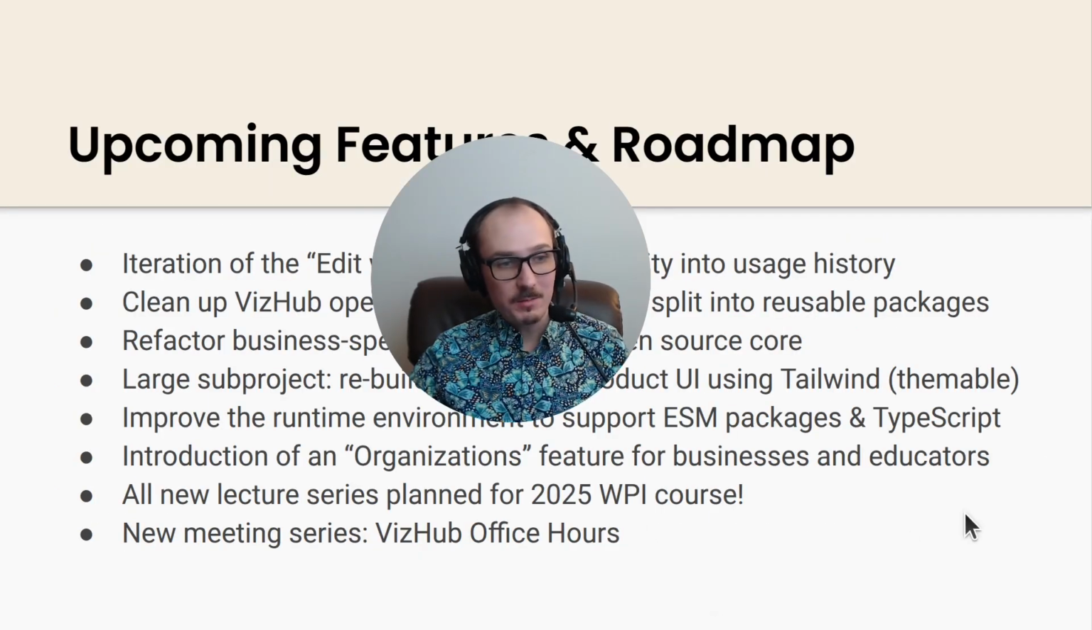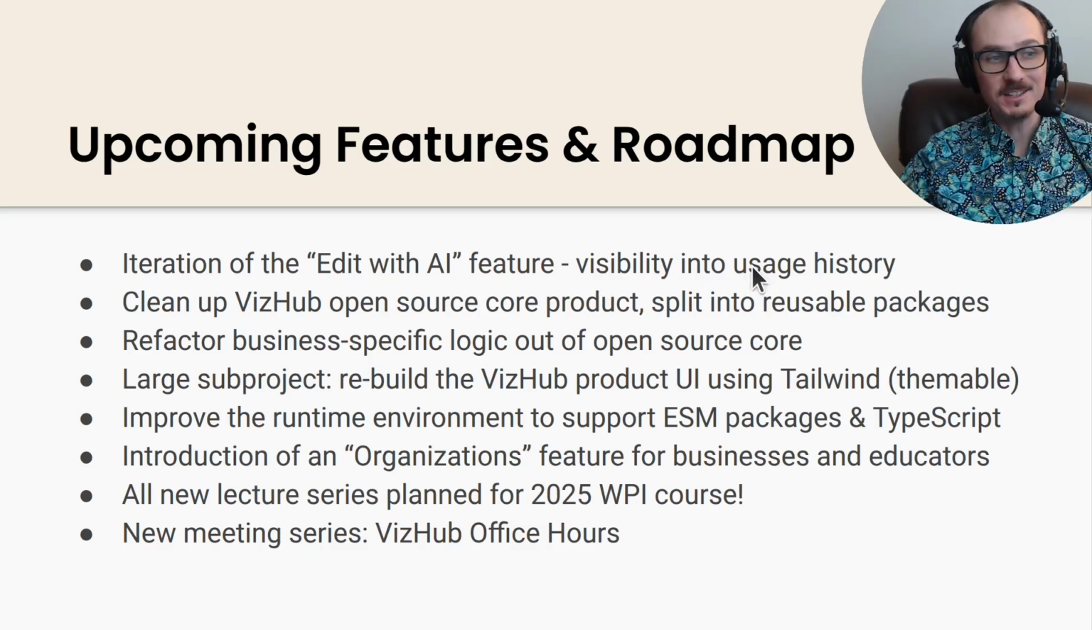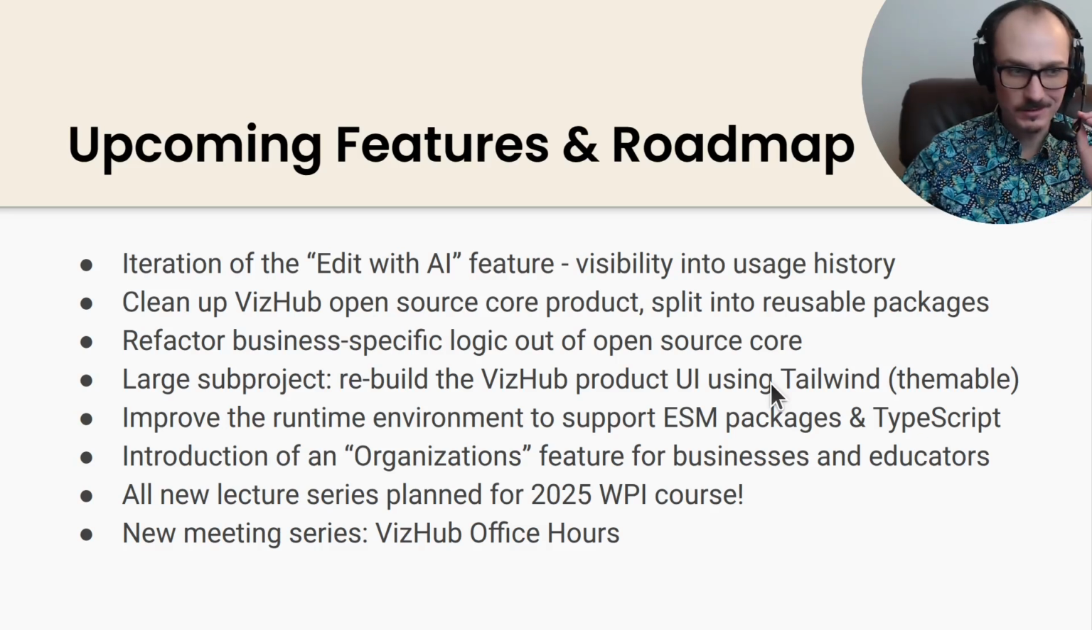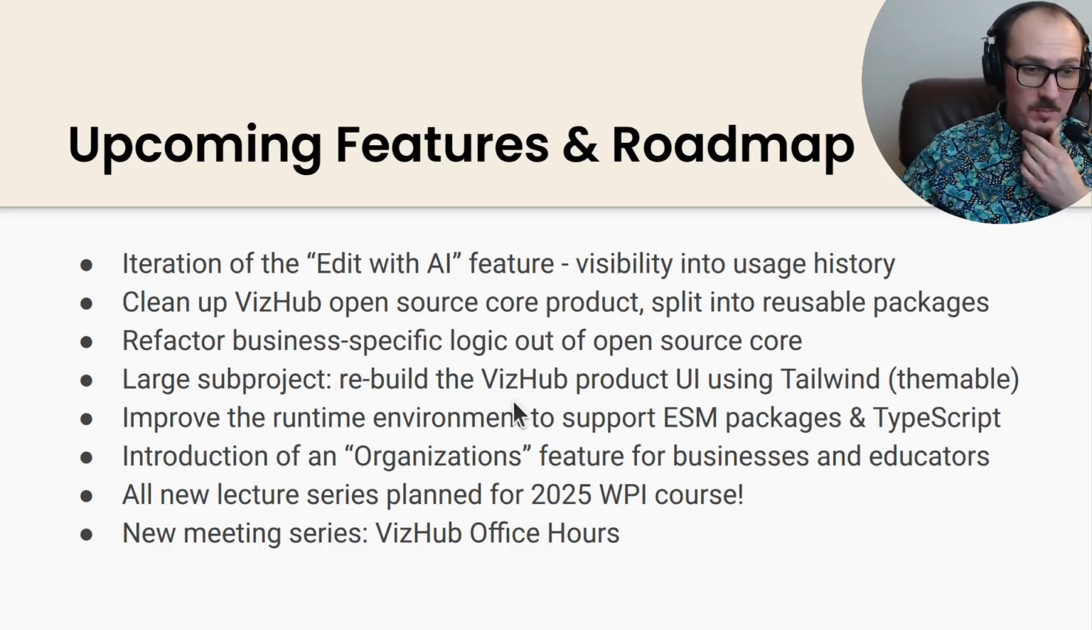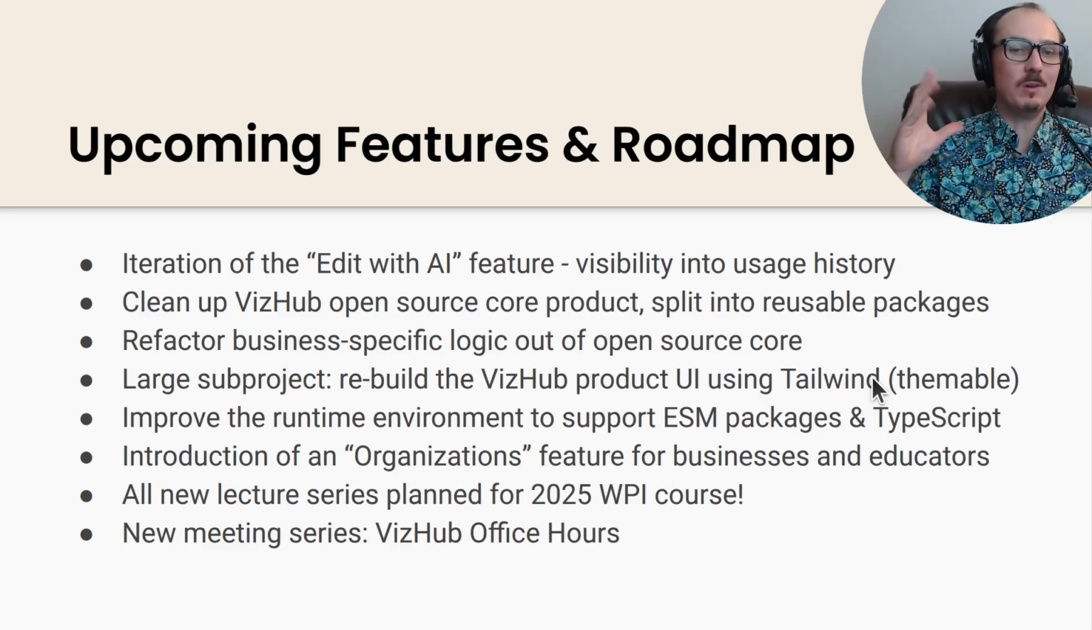So the upcoming features, just to give a sense of what I'm looking at for the future: the edit with AI, we're going to build that out. I just landed visibility into your AI usage history today. I want to clean it up as an open source product so people can use the open source piece, like self-host it. Refactor the business specific logic out of the open source, like the Stripe stuff is still in there. And I want to rebuild the whole VizHub UI with Tailwind and make it themable. Someone expressed interest in being able to have their own instance of VizHub that is themed to their brand. I think a lot of people would want that.